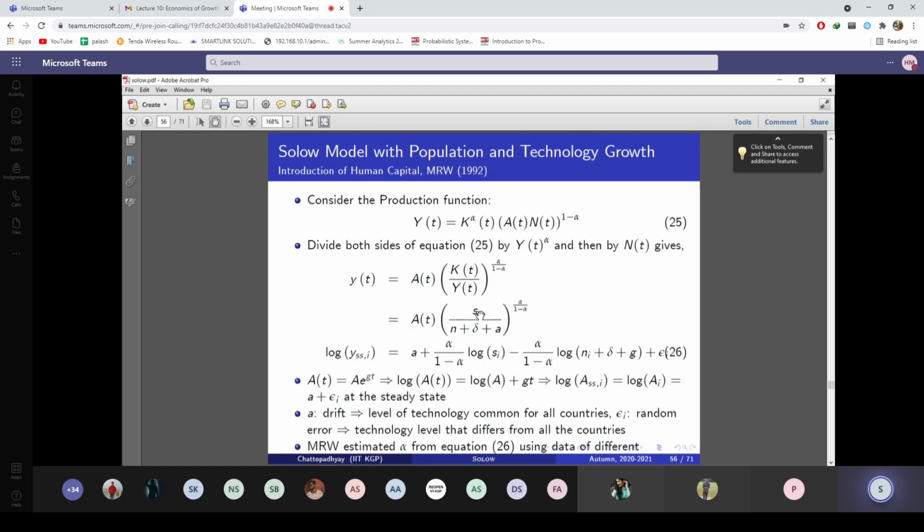So data of per capita output is available, data of savings rate is available, data of population growth is available for each country. They have assumed that delta plus g is basically something like 5%, and they have estimated this equation and calculated the value of alpha from there for the US. The value they got, alpha is extremely high. Generally alpha should be close to 1/3, but when they estimate equation number 26 by simple OLS, the value of alpha they got is way more than 1/3.